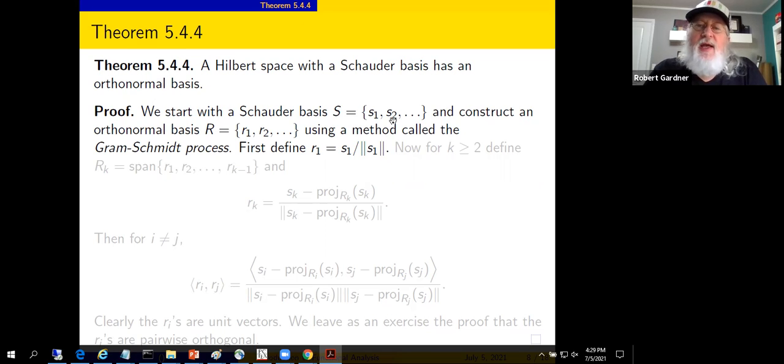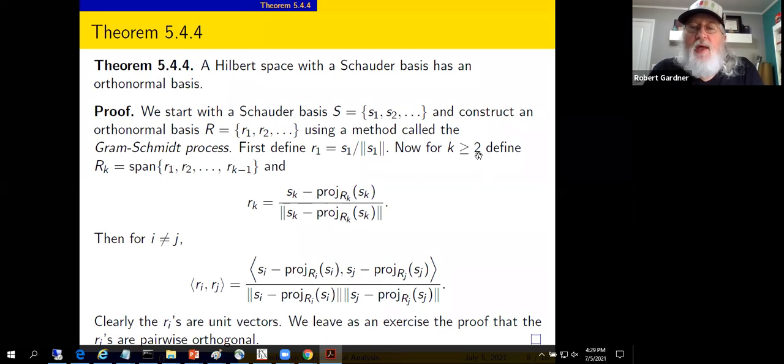Now let's move on to vector S2. It might have a component in the direction of S1. If it does, subtract that component away. That leaves you with a new vector that is perpendicular to S1. Excellent. And then normalize it. So what we'll do for k greater than or equal to 2 is define the span of the vectors R1, R2, up to R sub k minus 1. So we have a basis for this space, R sub k.